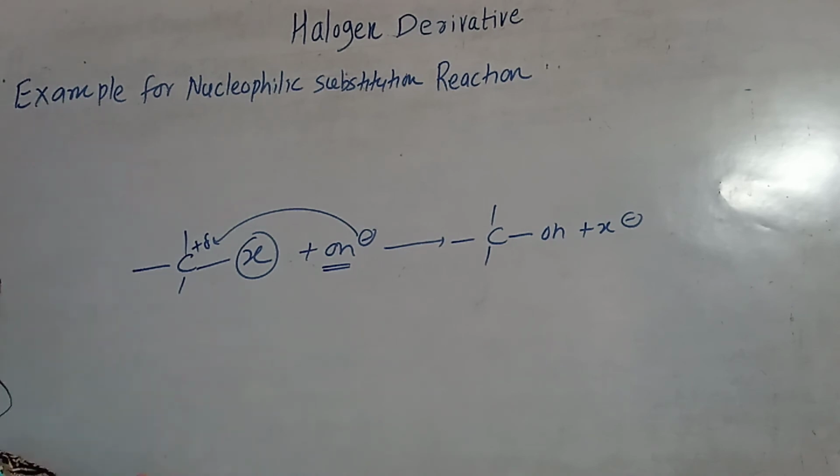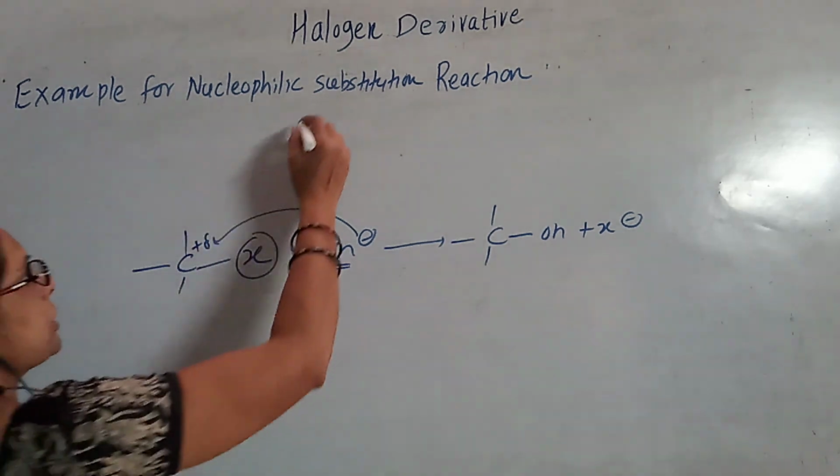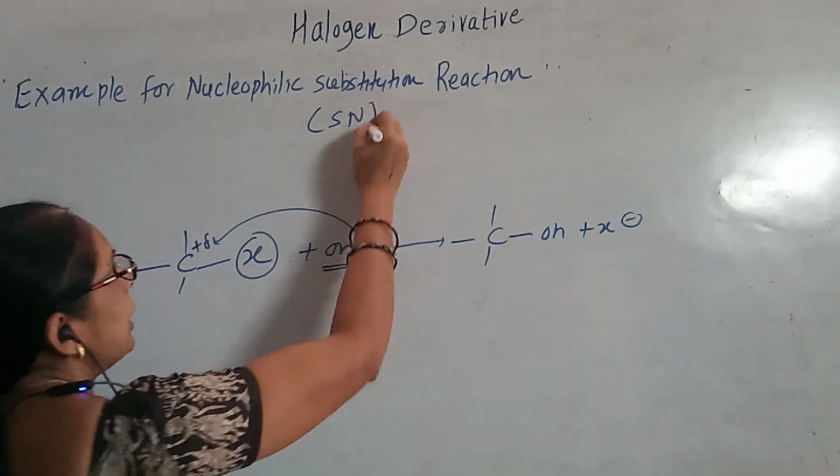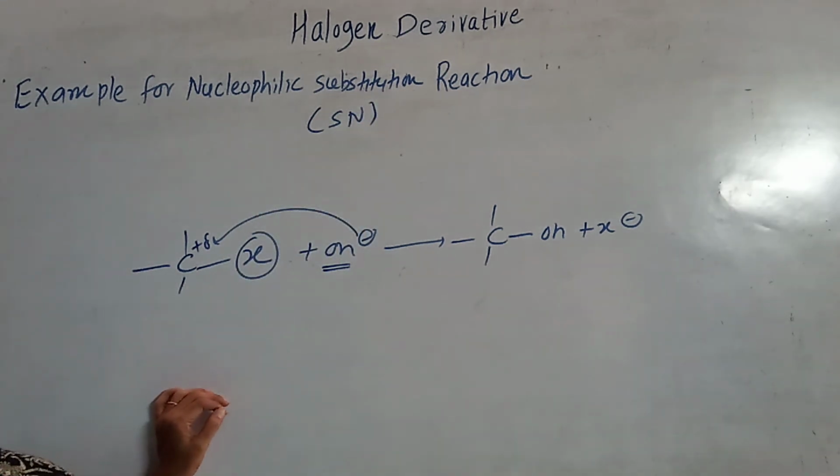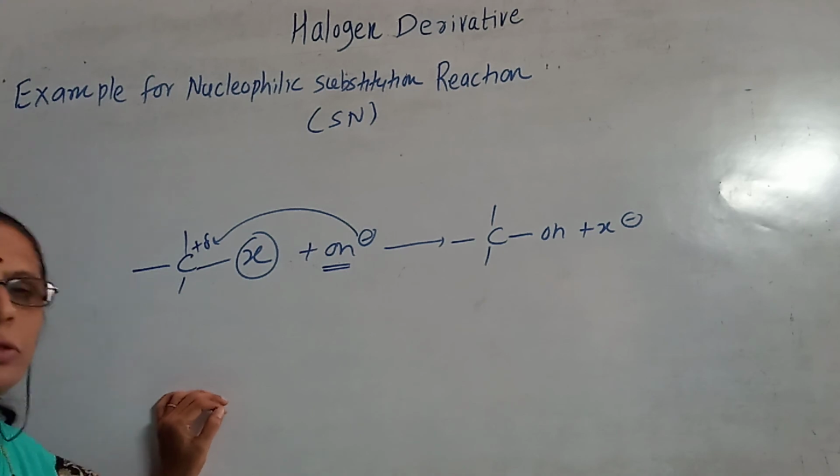Okay. Now in the next lecture we will discuss the SN type of reactions, nucleophilic substitution reactions, in short called SN reactions. Nucleophilic substitution reaction is of two types: unimolecular nucleophilic substitution reaction and bimolecular nucleophilic substitution reaction. So in the next lecture we will discuss the SN1 and SN2 reactions, that is, the unimolecular nucleophilic substitution reaction and the bimolecular nucleophilic substitution reaction. Okay, thank you.